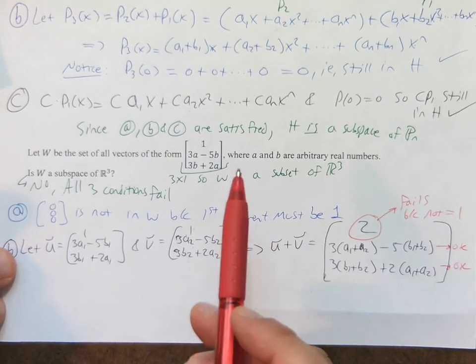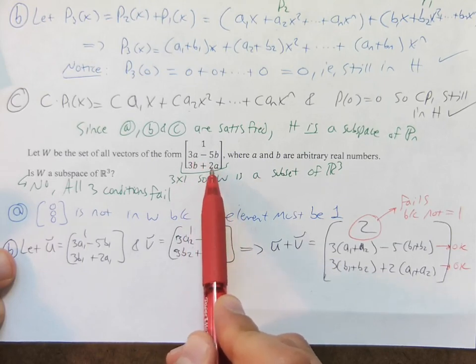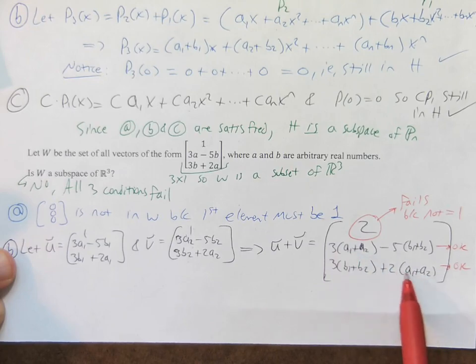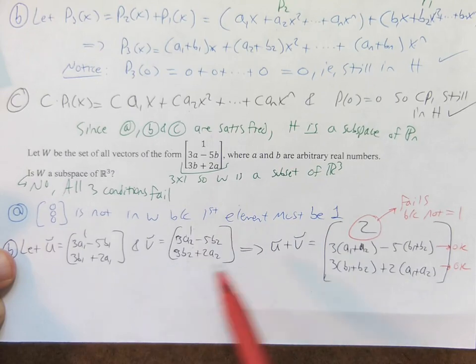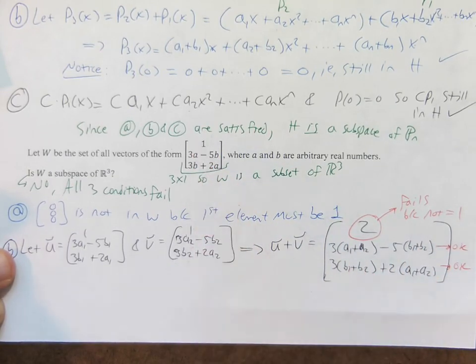They follow the correct form. So what the second and third entries say is you should have 3 times a right here and then 2 times a right here. So 3 times a1 plus a2, 2 times a1 plus a2. Those two things match, and so that follows this form. And then 5 times b and 3 times b, and those two things match. And so it still follows the form in the second and third spot, just not in the first one.